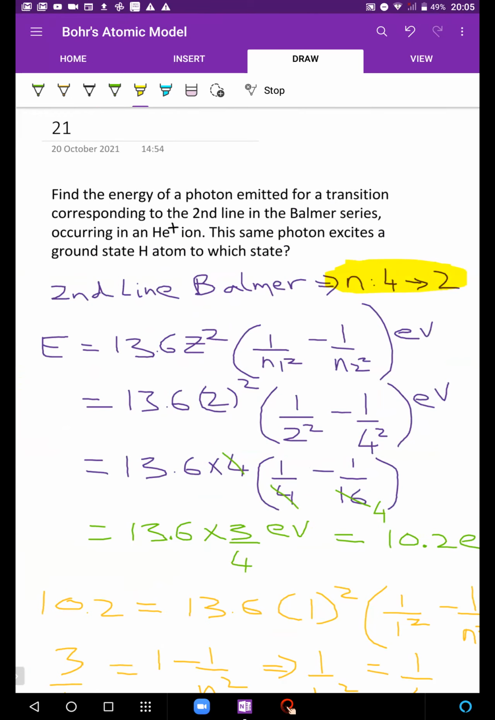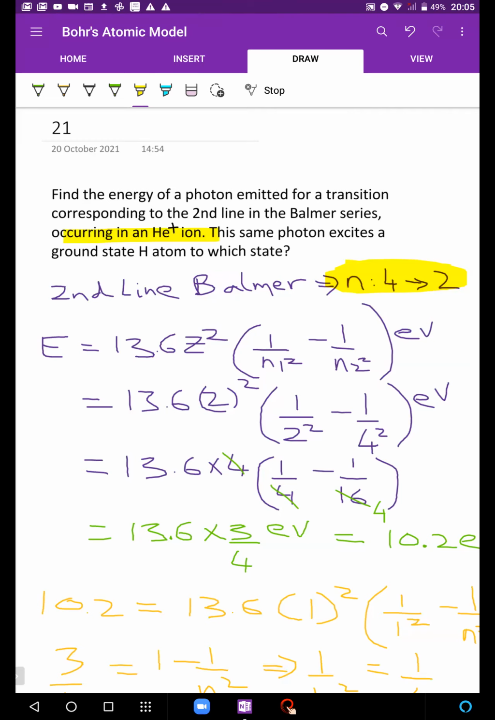Now, Balmer is actually for the hydrogen atom, so this 4 to 2 in helium He plus we will not call Balmer. Balmer series, all these series are for the hydrogen atom only. But I can say that a transition corresponding to that, a similar transition in He plus, what will its energy be?